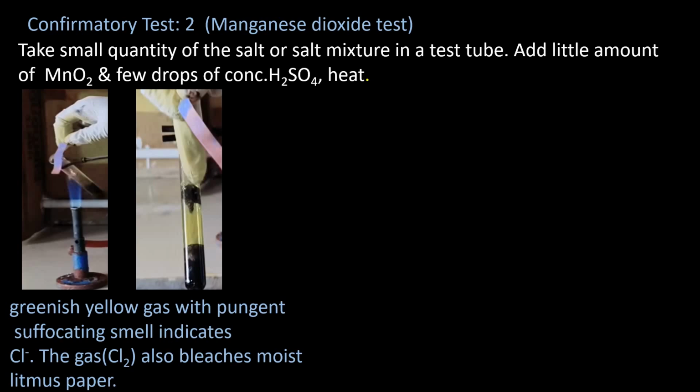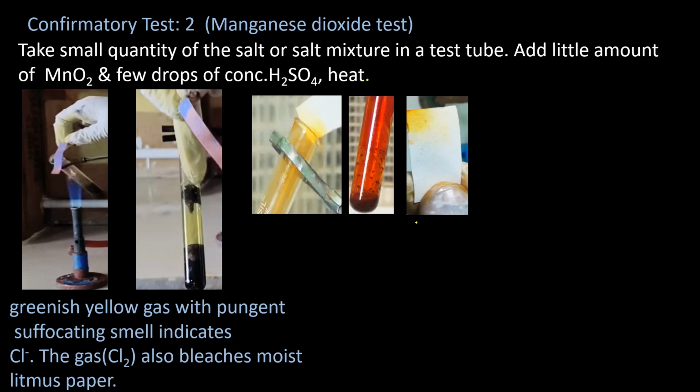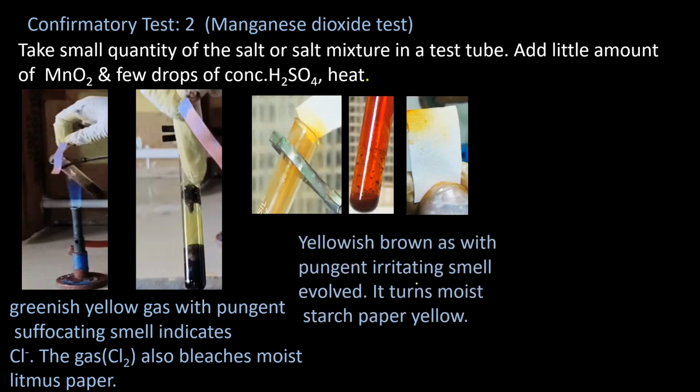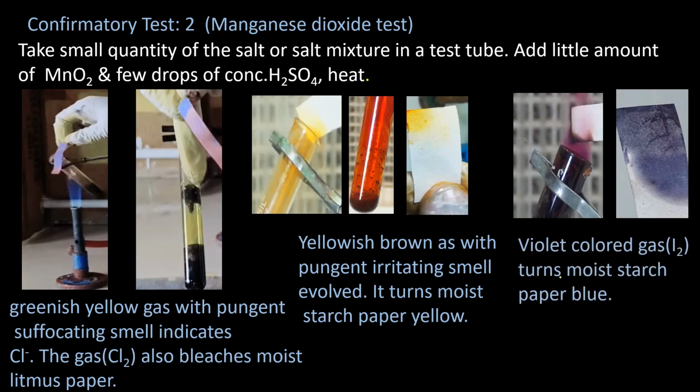Right. Now, if you get a reddish brown vapor, first you will get reddish brown, then if you heat for a long time it will get a deep red vapor, and if this yellowish brown pungent smelling vapor turns the moist starch paper yellow, then it may be bromide. Right. Now, if you get a violet vapor in this test and moreover this violet vapor turns the moist starch paper blue, then it is iodide, confirmed.